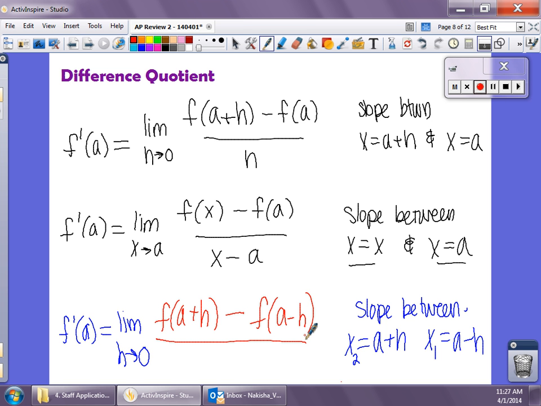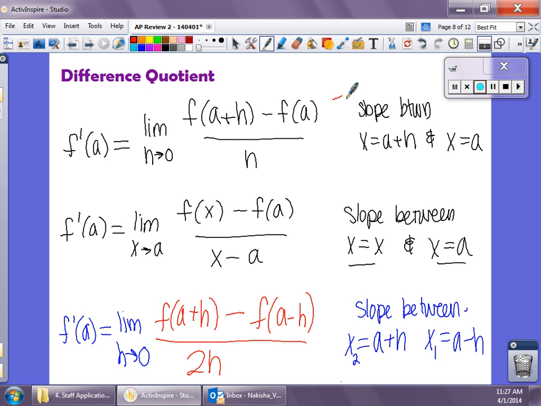You're going to distribute your negative, so you'd have a minus a. Then you'd have h minus negative h, which gives us 2h. That's the third one. That's called the symmetric difference. So these two use a point and the one point far away.